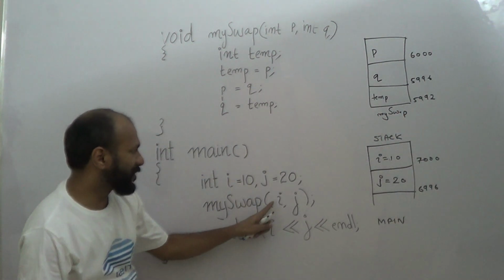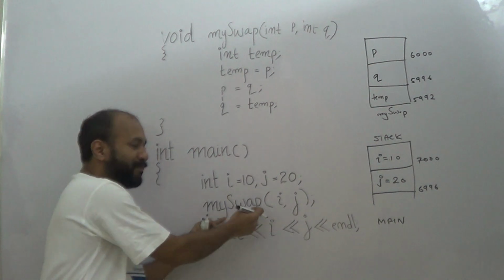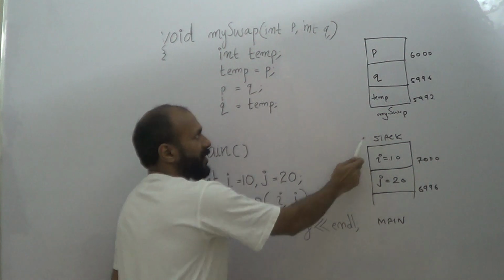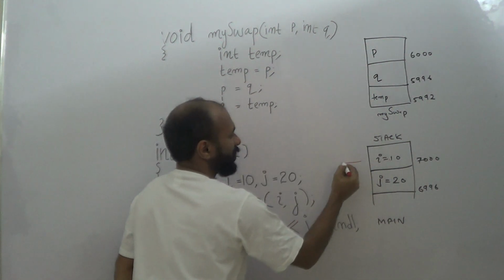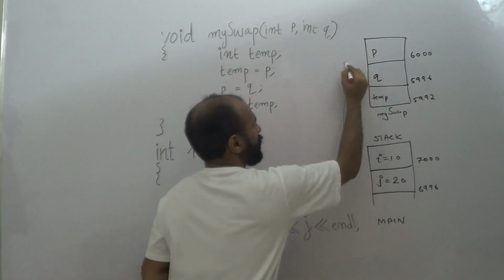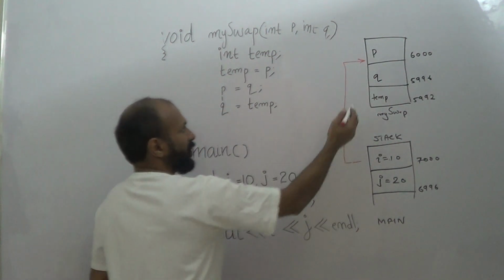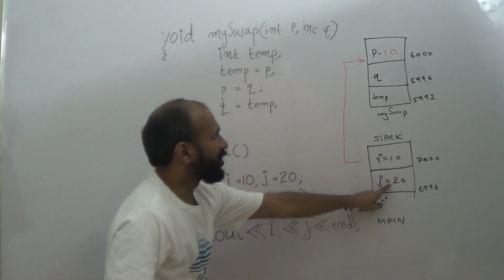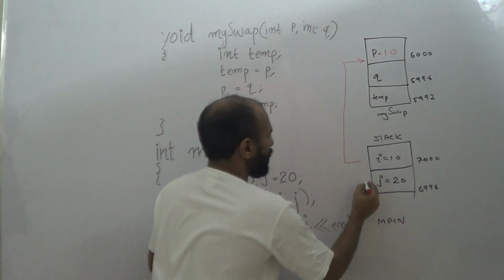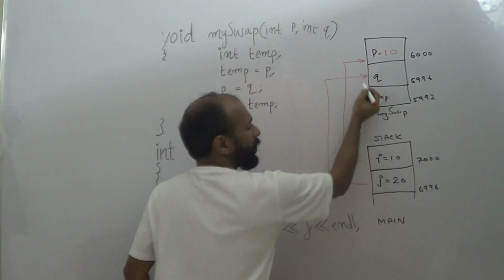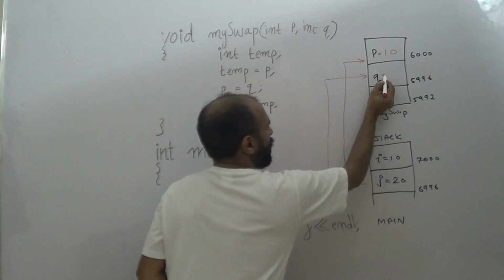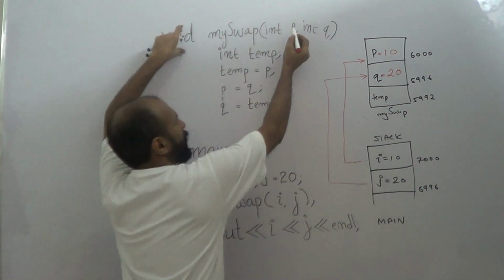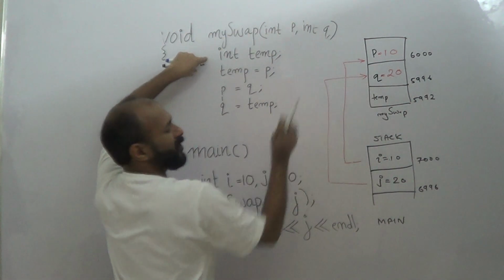Now I am passing the arguments to this function. This is pass by value. Pass by value means this i has to get copied into this p. Now this p will be equal to 10. This j which is equal to 20 also got copied into q, so q is equal to 20. Now p is equal to 10 and q is equal to 20 over here.